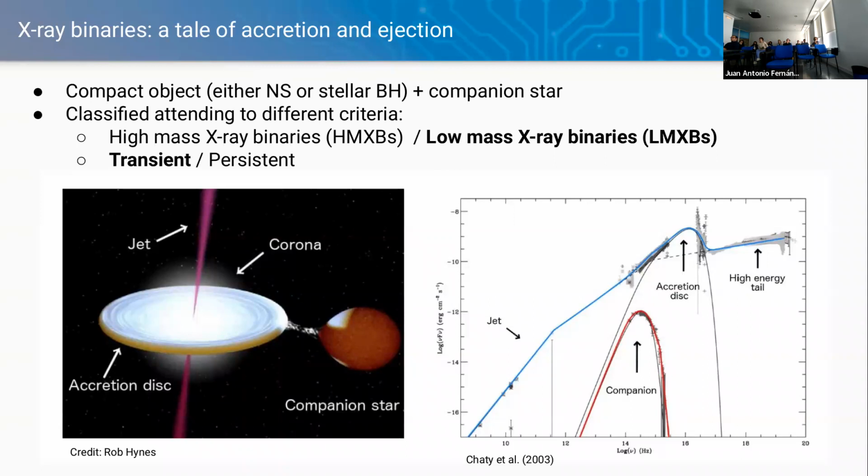This accretion disk is quite hot, especially in the innermost ring. So the peak of the accretion disk luminosity is in the soft X-rays, and that is why they were called X-ray binaries, because they were first detected in this wavelength range.